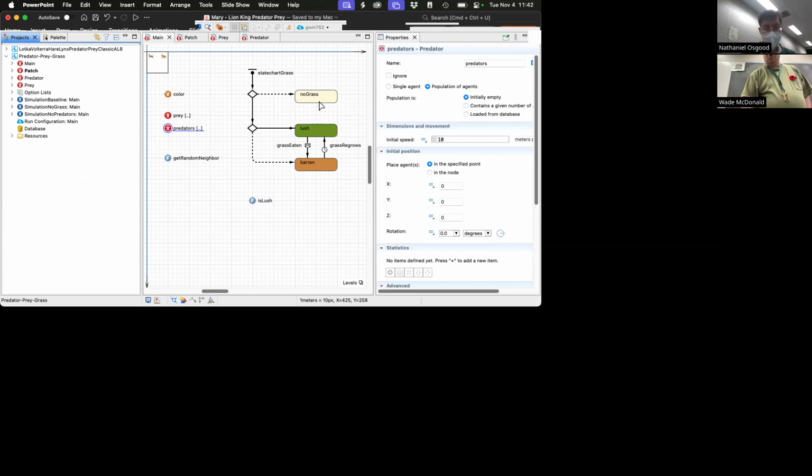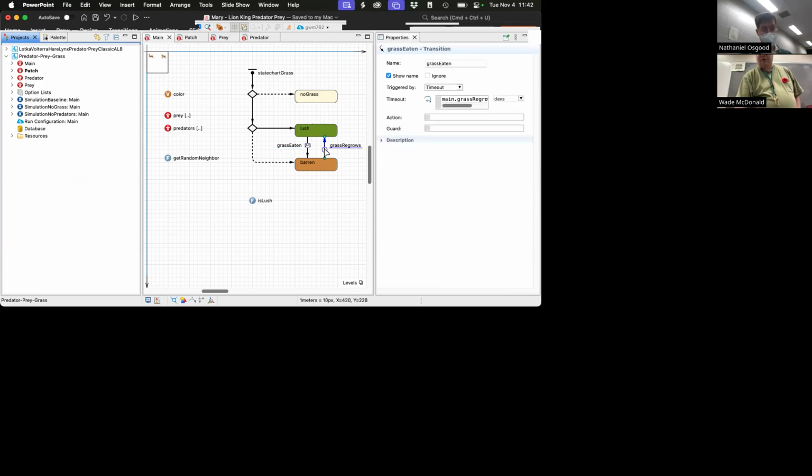So there could be no grass. We have a flag where we can turn off grass, and the prey animals don't need to eat, and there's no representation of that. Or it may have lush vegetation, or it may be barren. The grass may be eaten, as represented by this transition. And after a certain time, it'll regrow, as represented by this one.